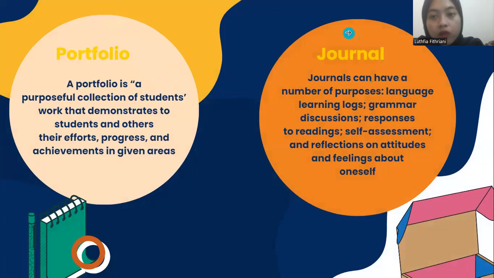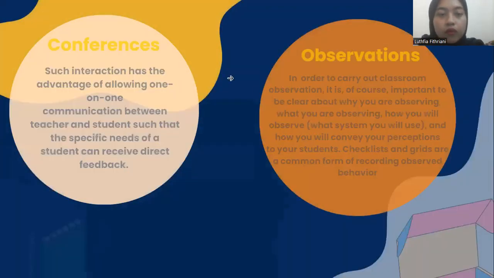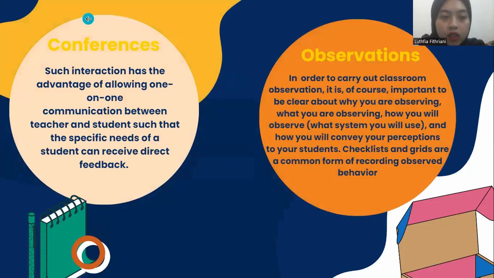The second is journal. A journal can have a number of purposes: language learning logs, grammar discussions, responses to reading, self-assessment, and reflection on attitudes and feelings about oneself. The next is conferences. Such interaction has the advantage of allowing one-on-one communication between teacher and student, such that specific needs of a student can receive direct feedback.